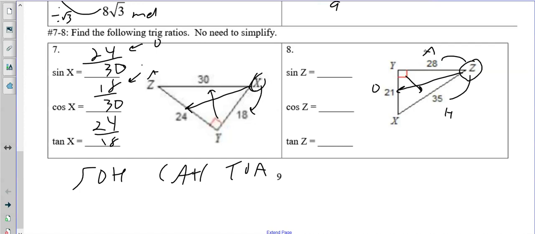So from z, sine, opposite over hypotenuse, is 21 over the 35. Cosine is adjacent, which is the 28, over the hypotenuse, which does not change. And then tangent is opposite over adjacent.